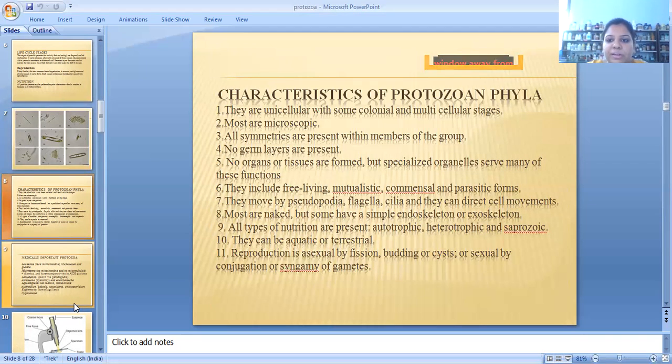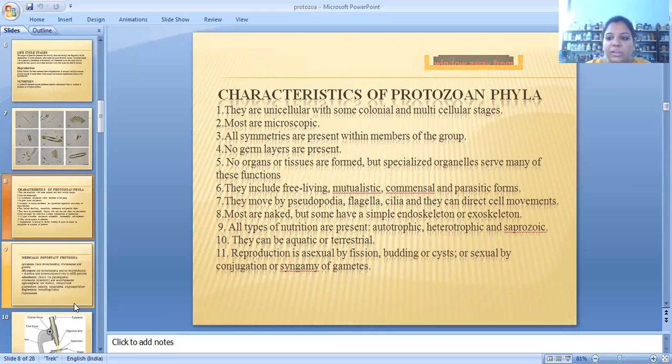But before proceeding, let us understand a few characteristics of protozoa which are very common and useful. They are unicellular and some may be colonial. Colonial means they may be staying in groups. Most of them are microscopic, and they show symmetry within the members of the group. No germ layers are present, and no organs or tissues are formed. They include free living, mutualistic, commensal, and parasitic forms.